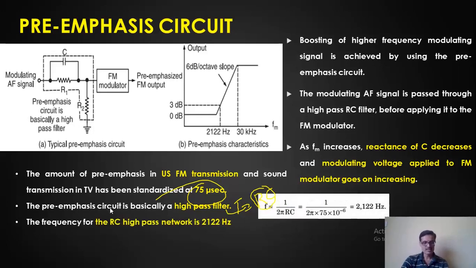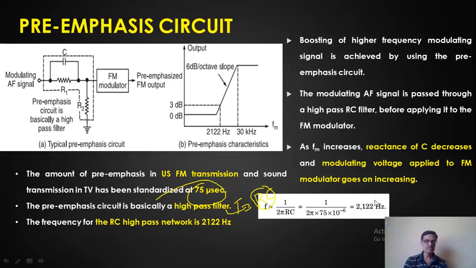So what we have is f equal to 1 by 2 pi RC, the formula to calculate the cutoff frequency, that is this 2122 hertz. The standard time interval taken is 75 microseconds for RC, so that is substituted here: 1 by 2 pi into RC. RC is 75 microseconds. We get the cutoff frequency as 2122 hertz.